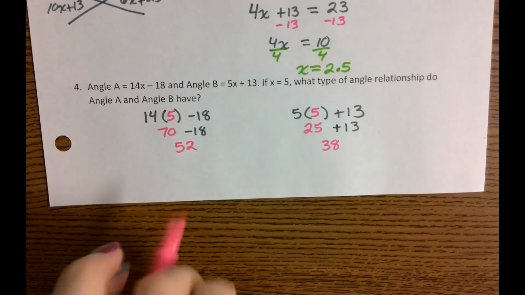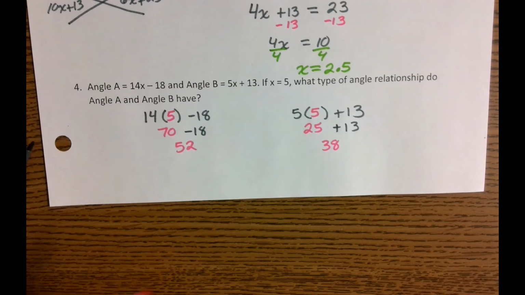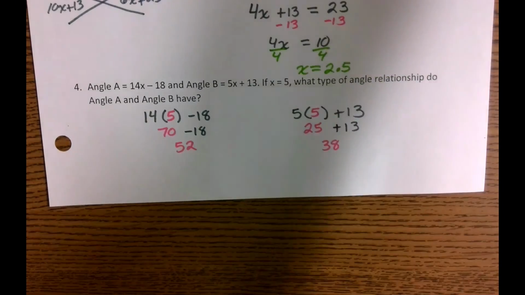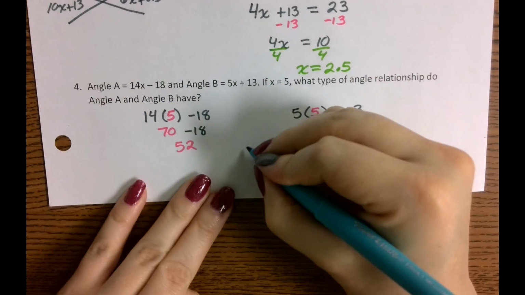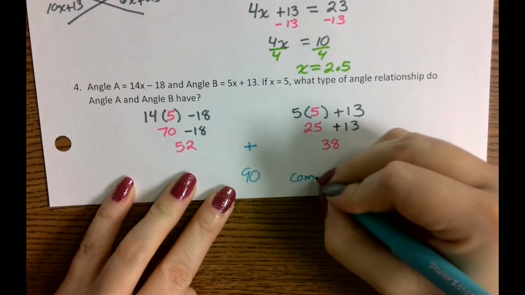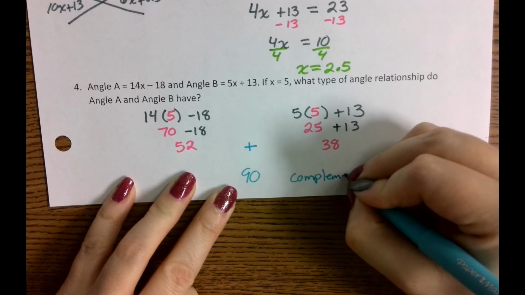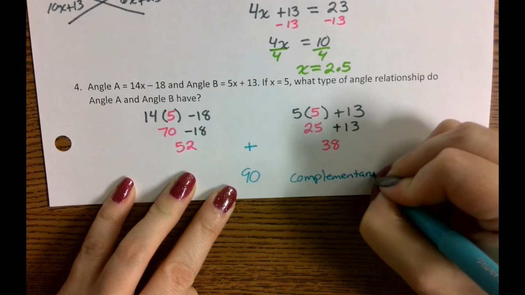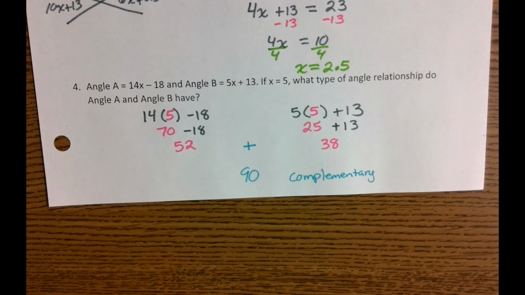Okay, so right off the bat, I know that they're not vertical. How do I know they're not vertical angles? Because they're not equal. Good. So that means that they're either going to be complementary or supplementary. Which one is it? Complementary. If you add them together, they're going to equal 90 degrees. So that makes it a complementary set. Any questions?